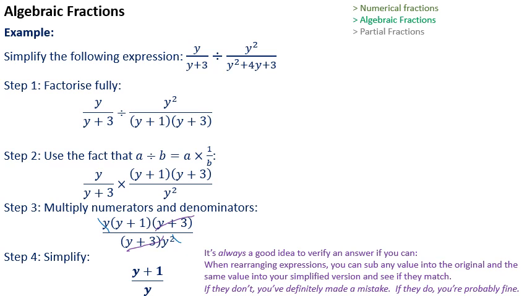But more often than not, if you've made a mistake, they won't match because you've picked a random number, and if they don't match, you know you've made a mistake. If they do match, you're probably fine. It's unlikely that the two things are different and yet you've randomly picked a number for which they are the same.